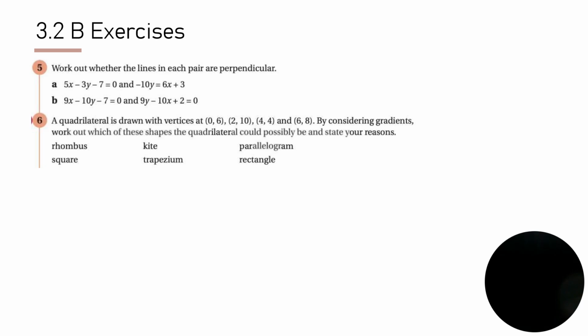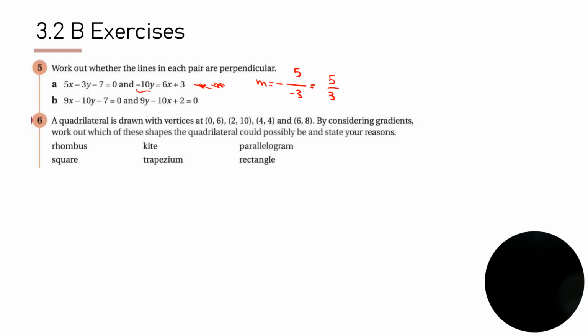Work out whether the lines in each pair are perpendicular. It's very simple. You have to just find the gradients, but make sure they are either in general form or they are in y equals mx plus c. So for example, the first one is in the general form. Therefore, the gradient of the first one is negative coefficient of x, which is 5, over coefficient of y, which is negative 3. That would make it 5 over 3.